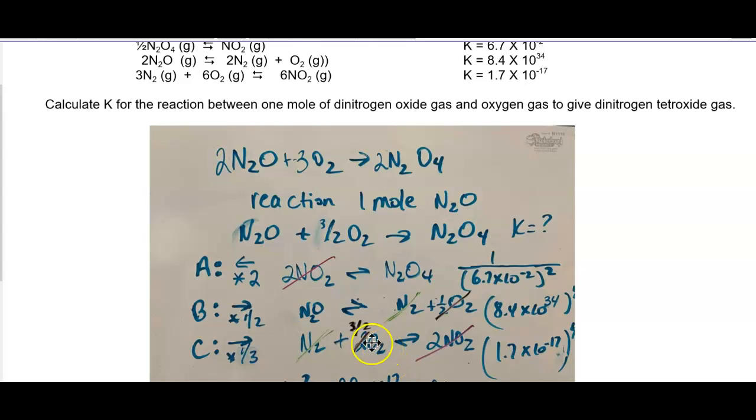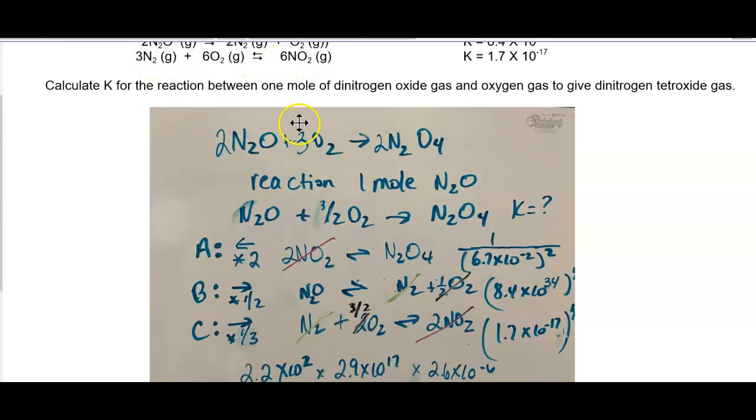And I'm going to see what I need to do with that. So in C, I'm going to keep it forward because O2 is on the proper side that I need it on, but I need to get down from 6 to only 3/2. So what will I multiply 6 by? 1/3. So I'm going to keep it forward and multiply everything by 1/3. So 3 times 1/3 is 1. 6 times 1/3 is 3/2. And 6 times 1/3 is, I'm sorry, let me try that again. I apologize, not the black, it's the blue ink. 6 times 1/3 is 2, and 6 times 1/3 is 2.